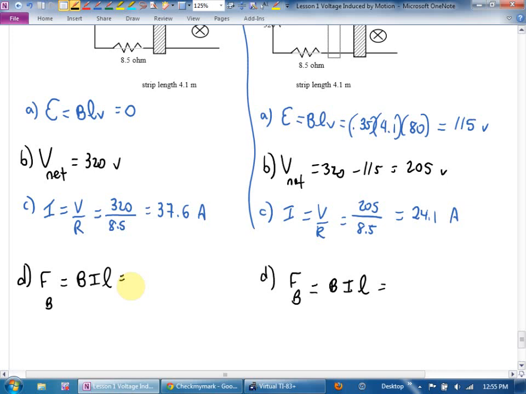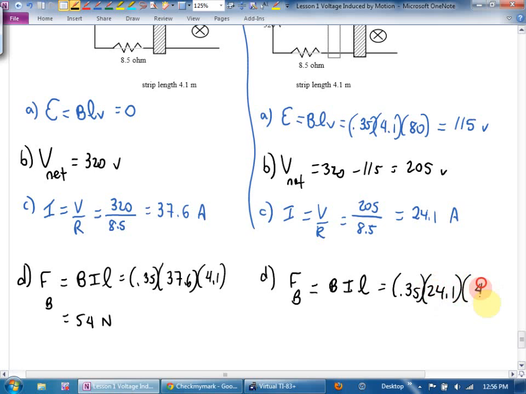Okay. What was the magnetic field? I've scrolled down. 0.35? Okay. 0.35, current 37.6, L 4.1. What's the magnetic force when we start? Newtons. And partway through, it's going to be 0.35, 24.1 times 4.1. Once we're doing 80 meters per second, how much force is on this bar? 35 newtons.